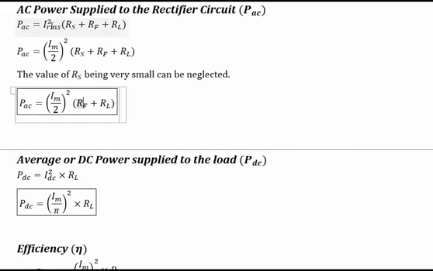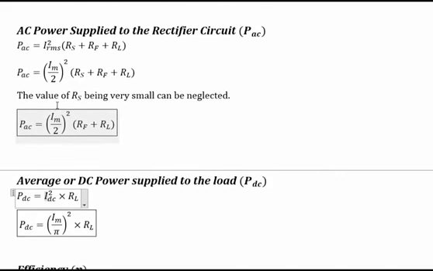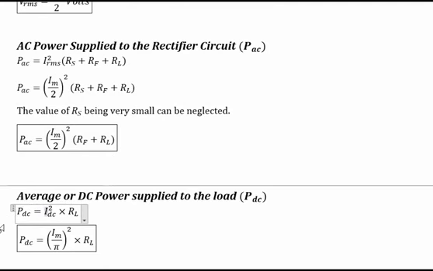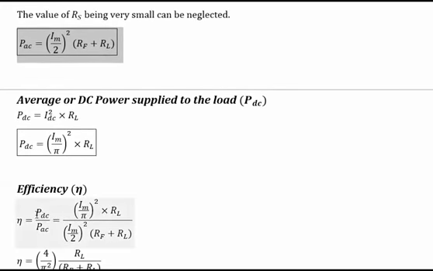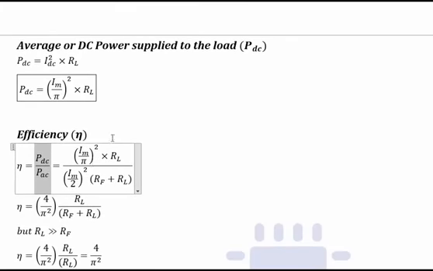The thing that is different is that IRMS square is there in AC power, and IDC square is there in DC power, and the value of IDC is Im by pi, and the value of IRMS is Im by 2. This is the difference. We know that the output of the rectifier is DC, so it is PDC, and the input of the rectifier is AC, so it is PAC. When we want to find the efficiency of the rectifier, we have to take the ratio of output power to input power. Output power is DC power and input power is AC power, so the ratio PDC upon PAC will give you the efficiency of the rectifier.